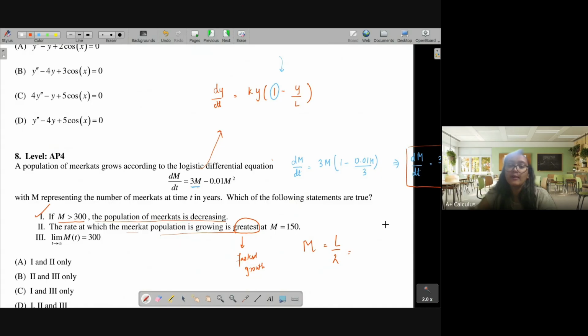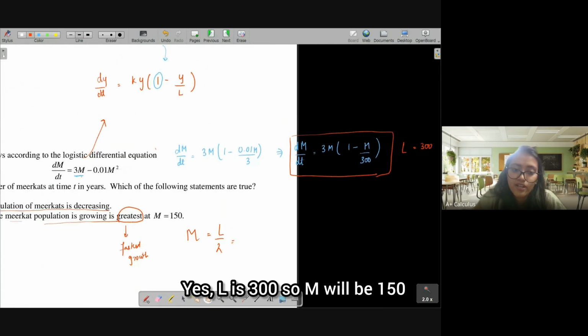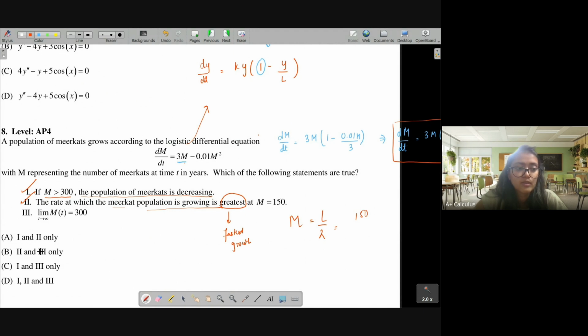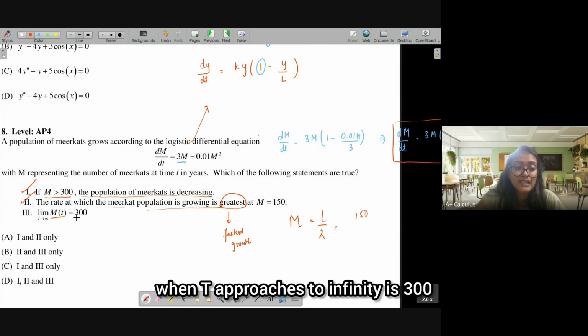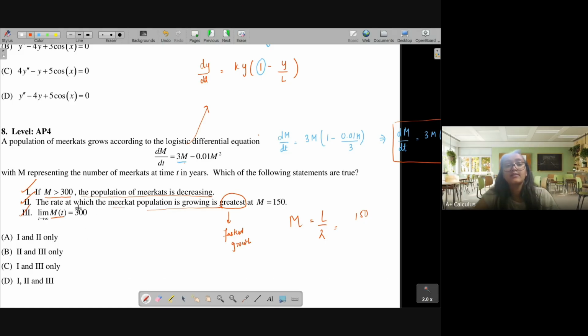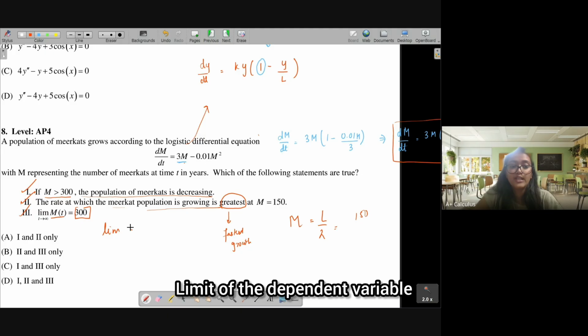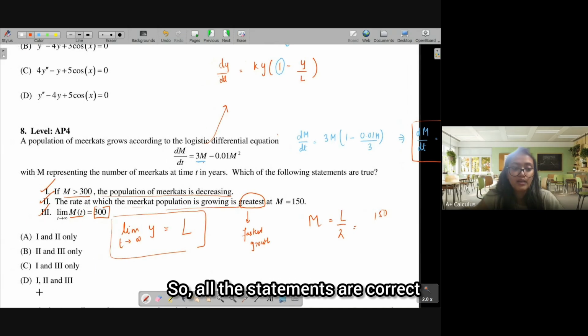L is 300, so L over 2 is 150. So statement 2 is also correct. And statement 3 says the limit of M when t approaches infinity is 300. This is correct. This is just the definition of the carrying capacity. The limit of the dependent variable when t approaches infinity gives us L. So this is correct. All right, so all the statements are correct.